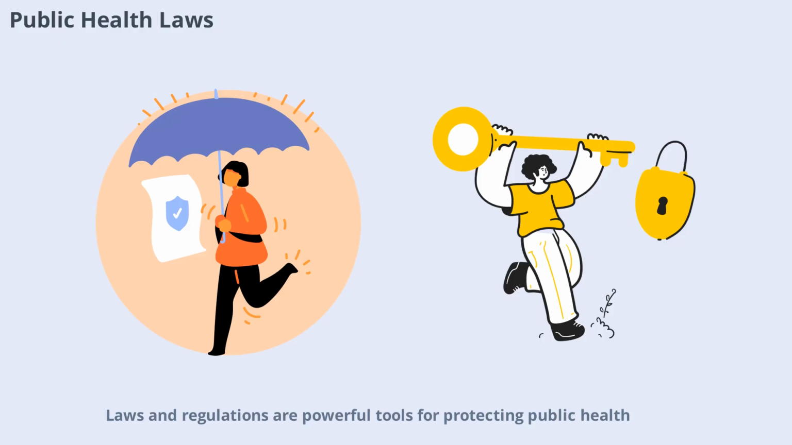Laws and regulations are powerful tools for protecting public health. Examples include seat belt requirements, smoking bans, and food safety standards. Public health professionals work with lawmakers to develop and enforce policies that keep communities safe. Legal frameworks provide the authority and structure needed to implement effective health interventions.